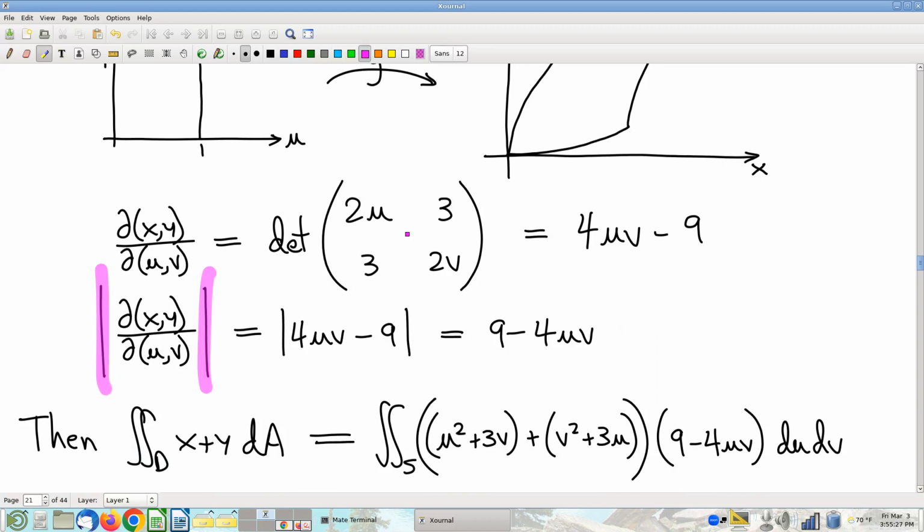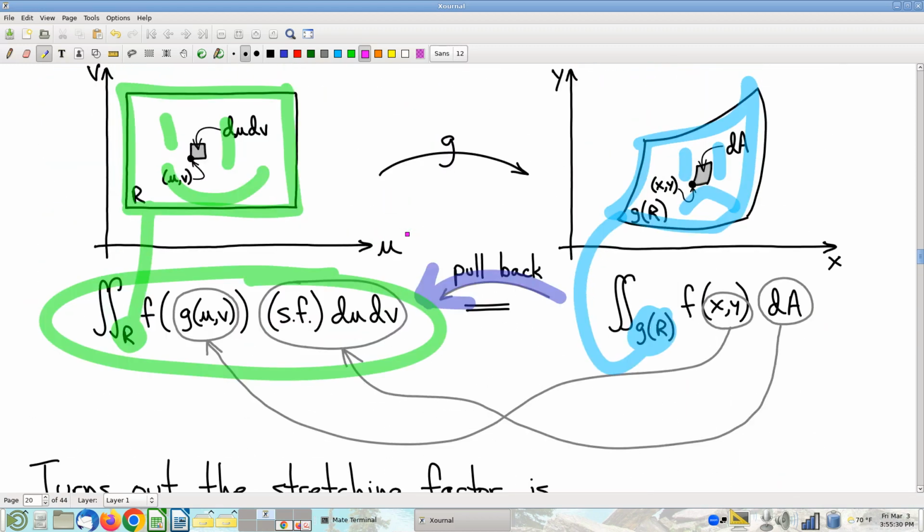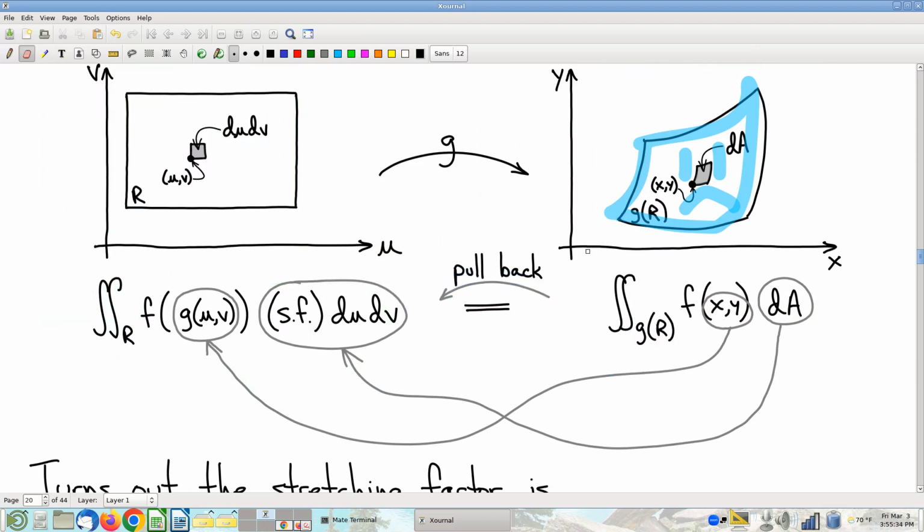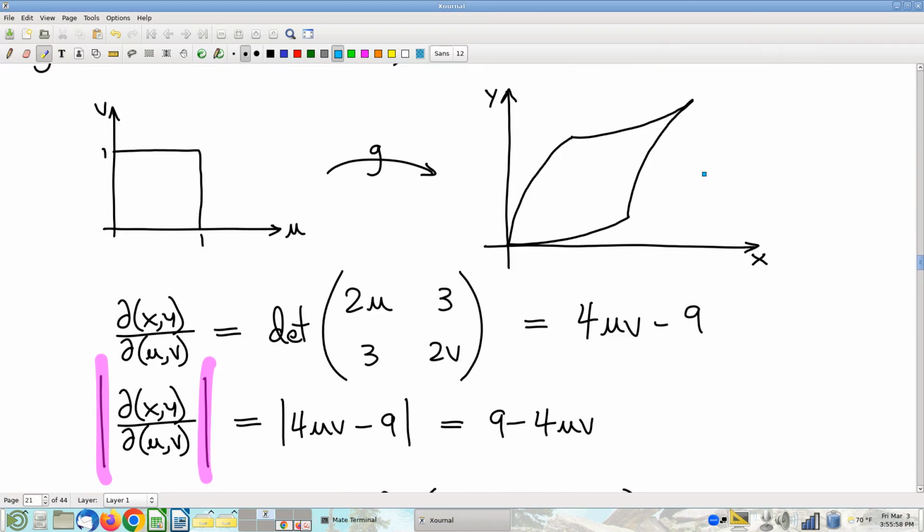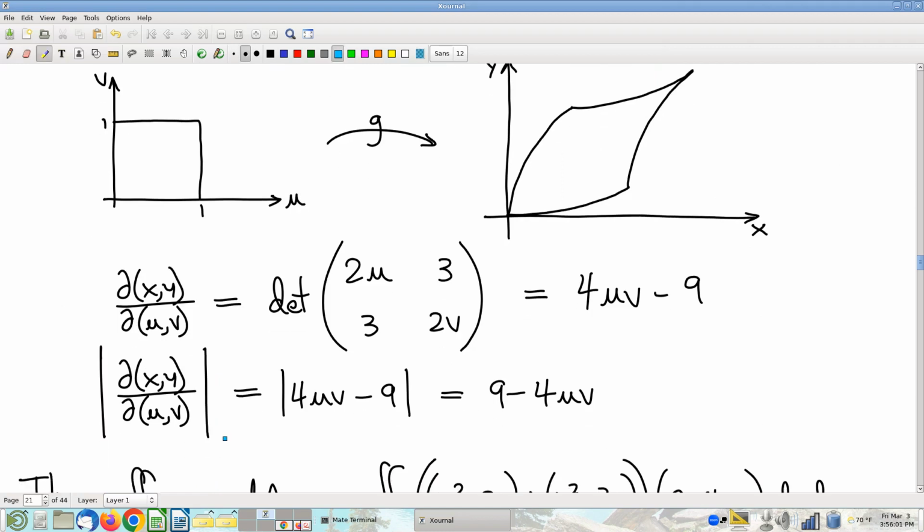After all, let's go back up to here. What is the stretching factor in this story? The stretching factor is a relationship between that green area, which is an intrinsically positive thing, and this blue area, which is itself also an area, also an intrinsically positive thing. So a factor relationship between two positive things has to be positive. Okay, so that absolute value is important. And here's where it gets a little annoying. How do I take an absolute value of some weirdo expression like 4uv minus 9? Problem. Everybody see where we're kind of stuck on this?